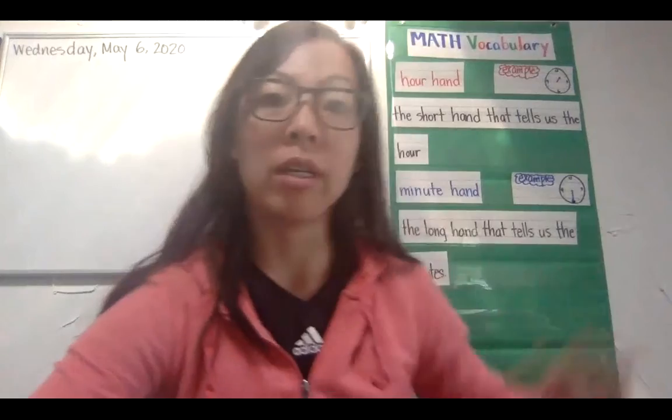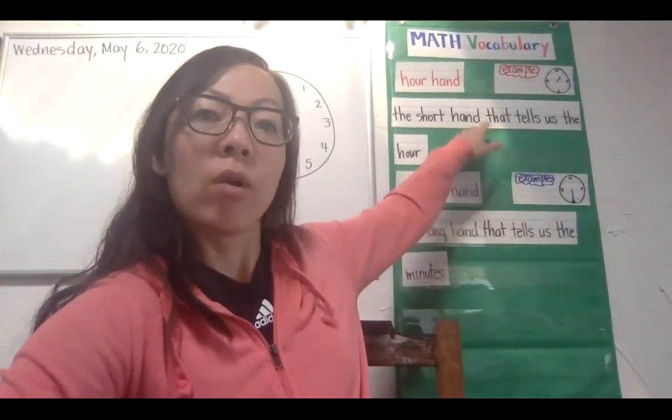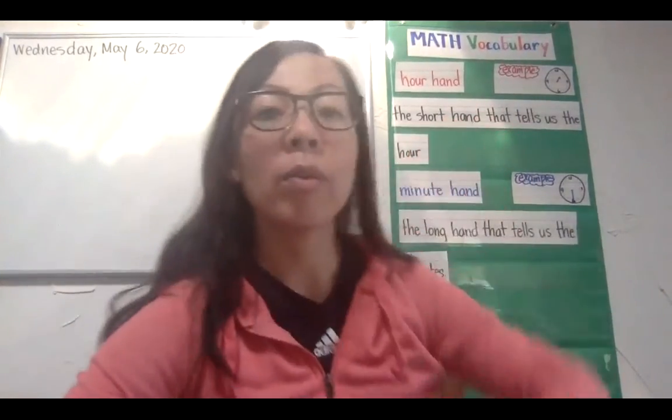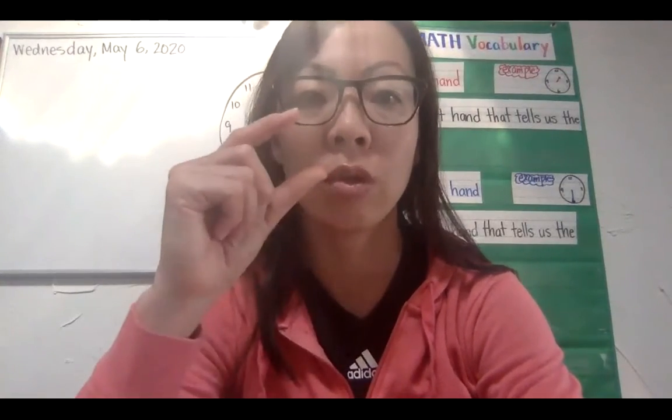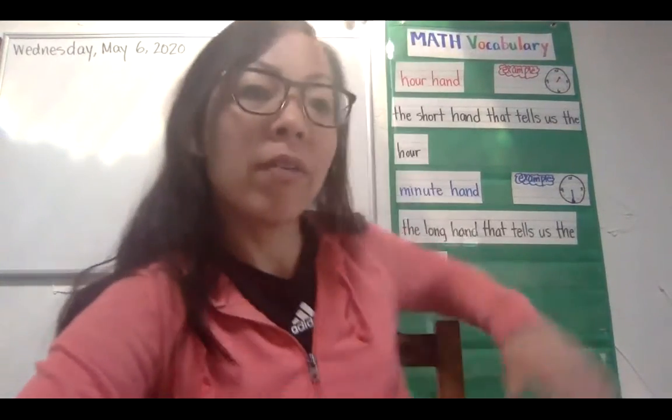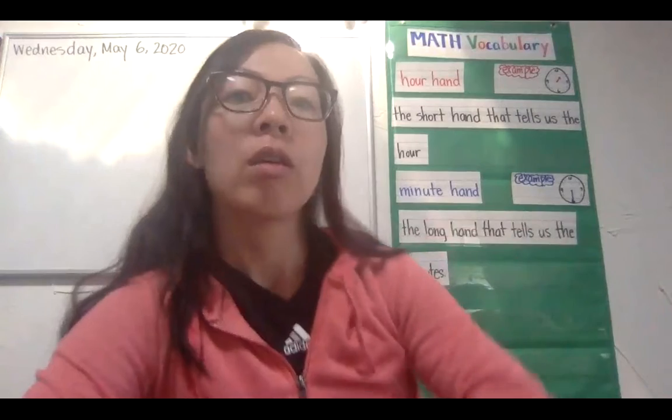Let's think about time now. In our time, we know that we have an hour hand and a minute hand. And the hour hand is our short hand. It tells us the hour. It's not going to reach all the way to the numbers. It's going to stop before we get to the numbers. It's a shorter hand. It's a small hand. And then we have the minute hand. It tells us the time in minutes, and it's the long hand. It goes all the way past the numbers into the edge of the clock.